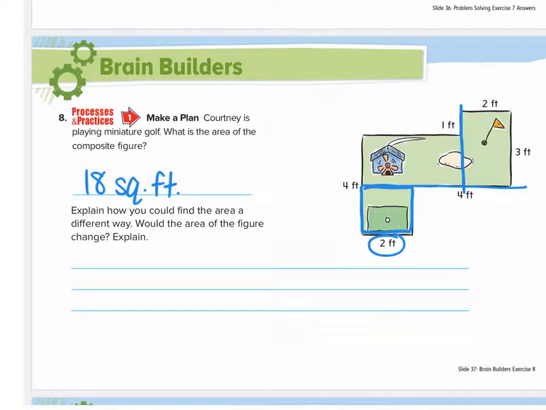To find the other side length, we're going to have to do a little extra math. So this whole thing is 4, and this is 3, but this part is not counted in our 4. Okay, so first we have to figure out that 3 minus 1 is 2, and then that would mean this part is 2, and 4 minus 2 is 2. So this is going to be 2 feet.